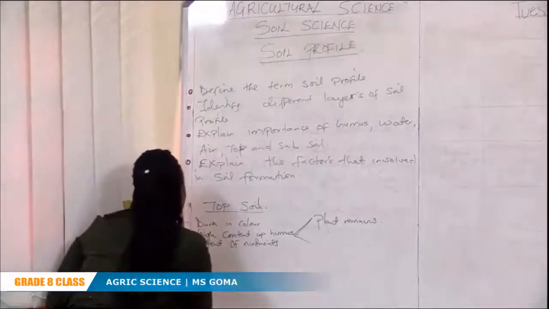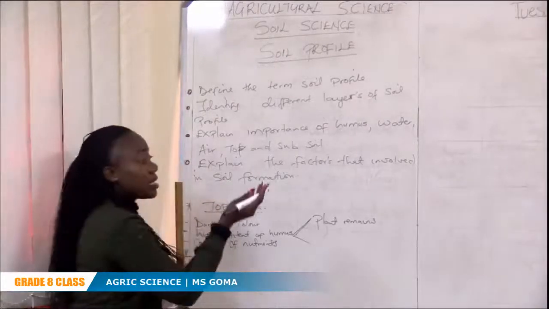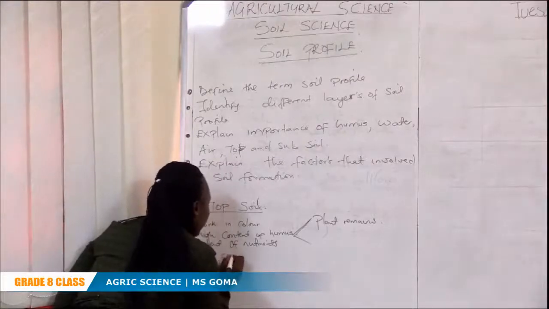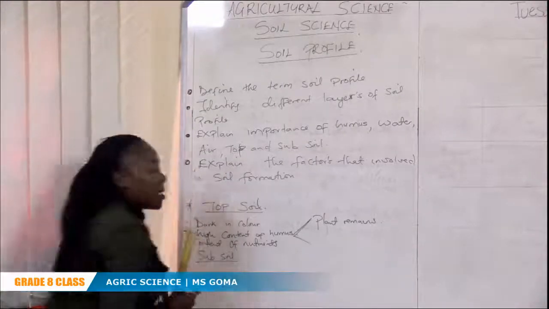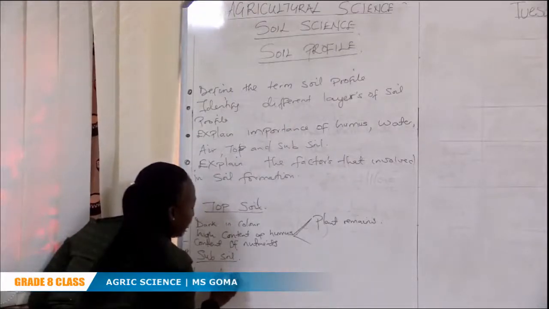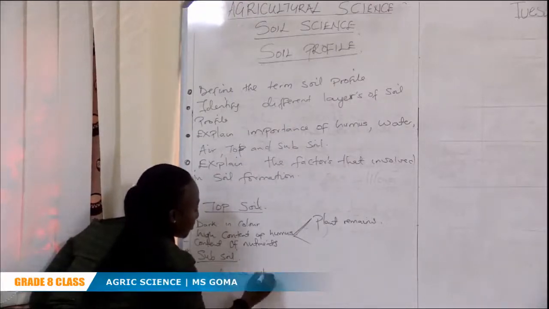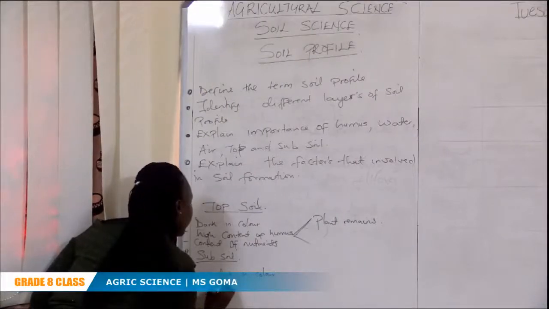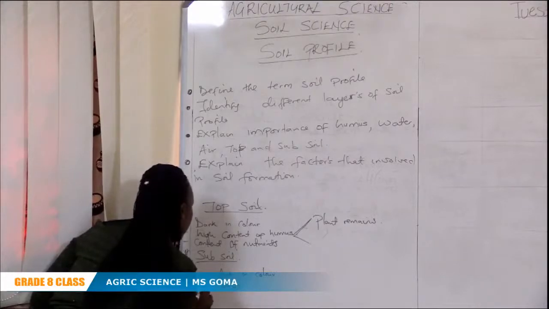Okay, so let's write down the points on the subsoil. We're just saying subsoil, it's less dark in color, less humus, less nutrients.